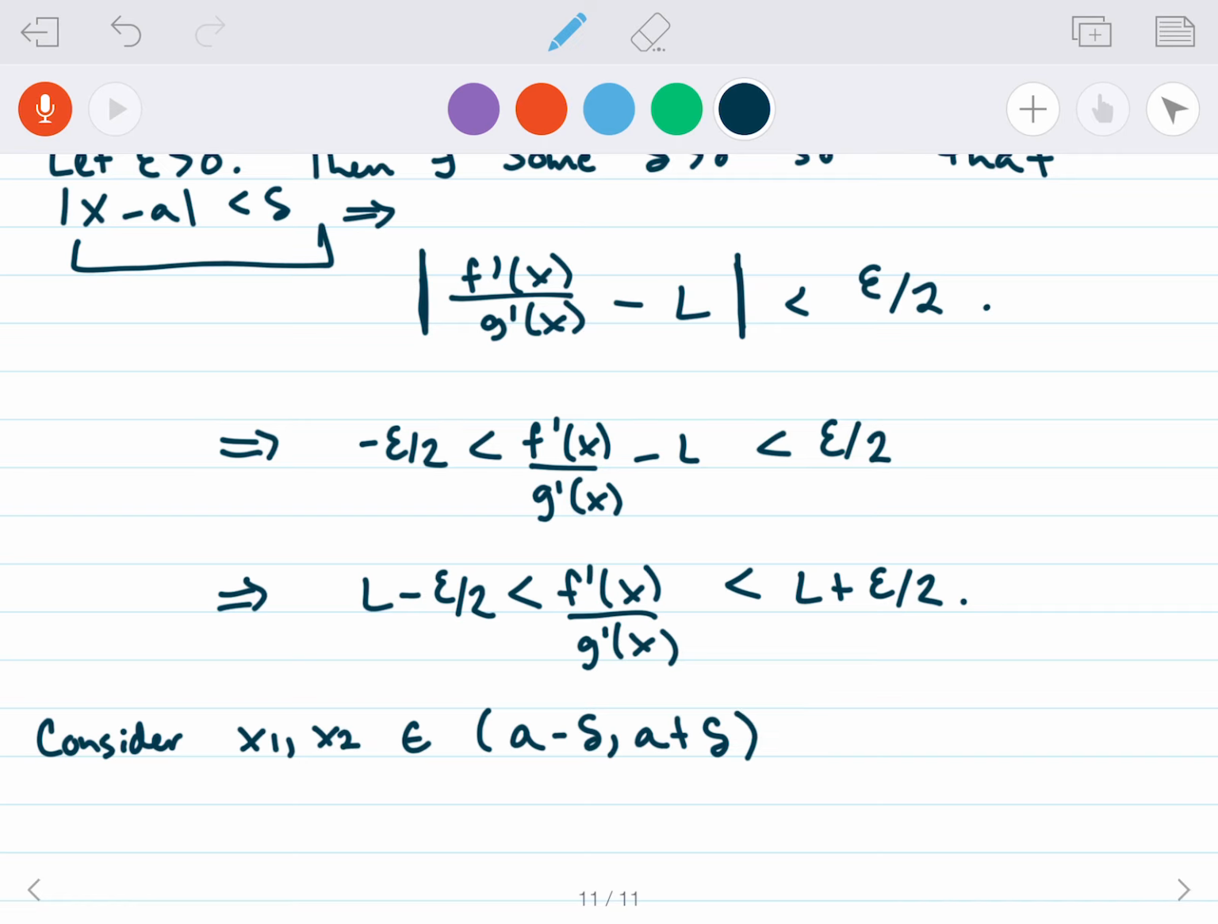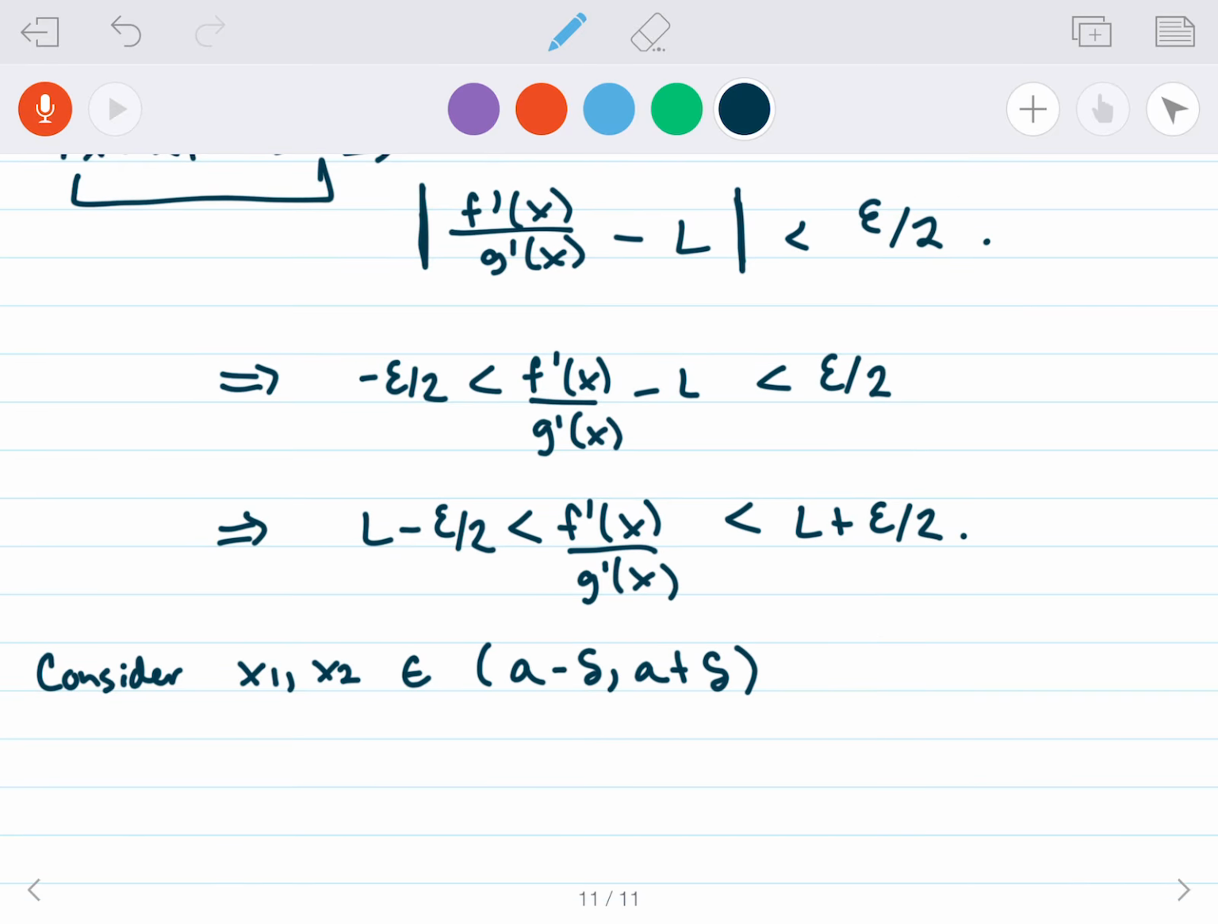I'm going to draw a picture, because I want to look at two different pieces. I want to look at what happens when x1 is on the left side of A and x2 is on the right side of A, just like I did a few slides ago with that proof. So let's go ahead and sketch it out, and you'll see why we need this when the proof unfurls.